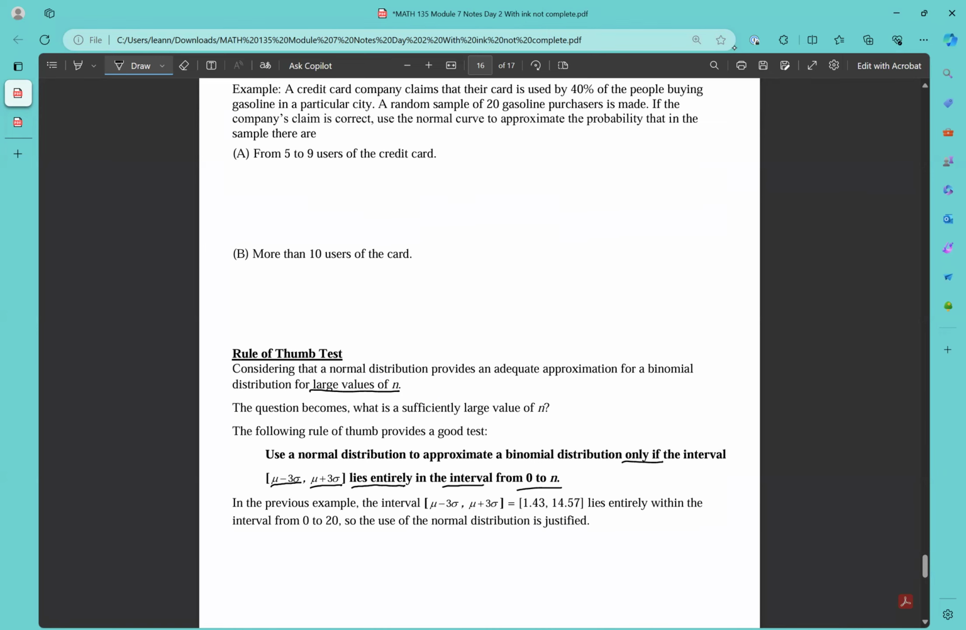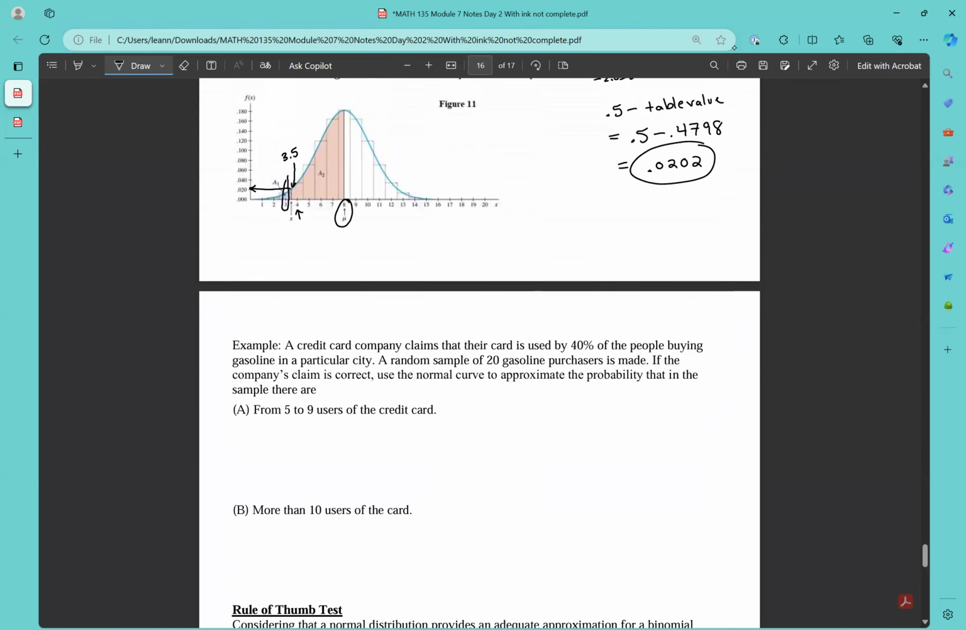So let me explain what they're doing here. So let's look at this example. So it says a credit card company claims that their card can be used by 40% of the people buying gasoline in a particular city. Okay, so remember that's our p, 0.40. Our q then would be 0.60. A random sample of 20 people.